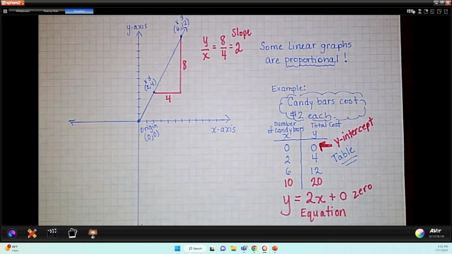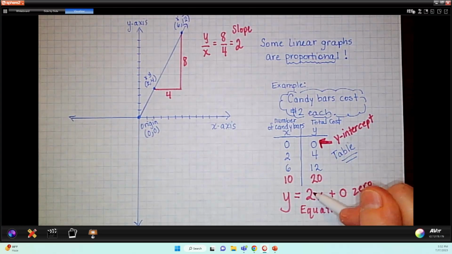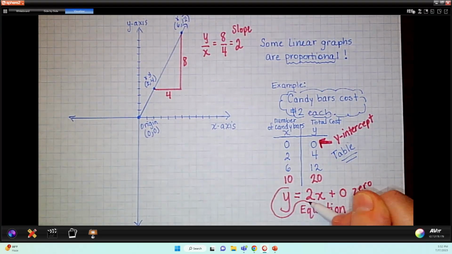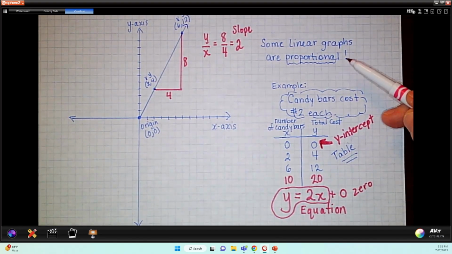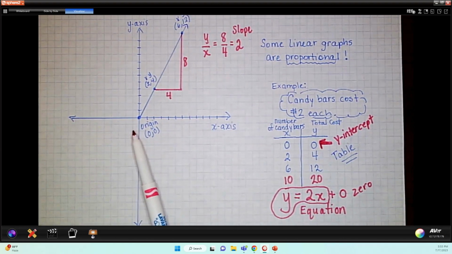It's kind of redundant to do that. So we would just tell students that the equation would be y equals 2x. And this is an example of a proportional relationship because it starts at the origin.